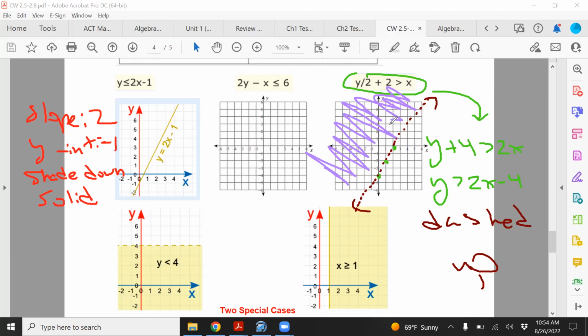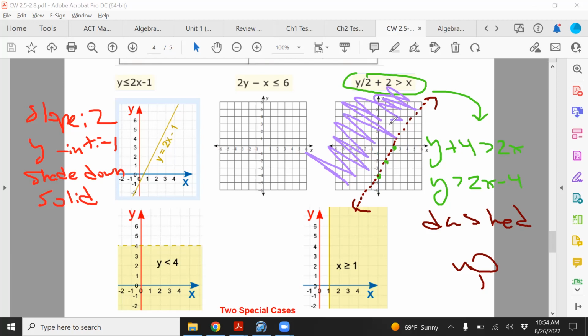If I were to pick a random point in the shaded region, like, say, 4, 1, plug in 4 for x, that's true. If I plug in a random point here, like, say, 0, 0, plug in 0 for y, yeah, 0 is less than 4. You always have to guarantee that anything in the shaded region would satisfy the inequality that it corresponds to.